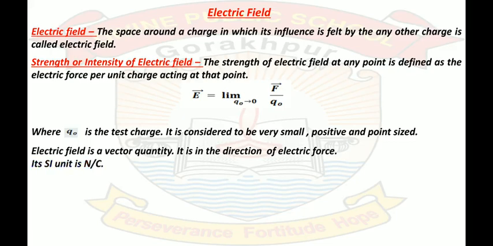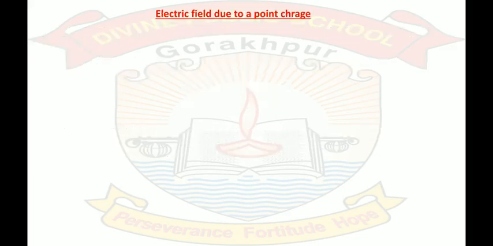Now if a source charge capital Q is there, what will be the electric field due to it? So let us solve. Let this be a charge capital Q, and at a distance r from it we put a test charge, that is Q naught. So Q naught will experience a force. The force will be in this direction. Obviously the electric field acting at that point will be in the same direction as the force.